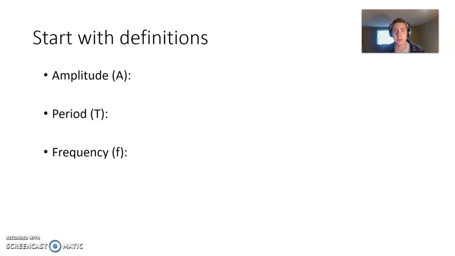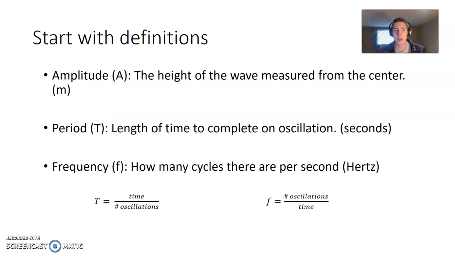Today we're going to be talking about amplitude, period, and frequency, and how you can use graphs to figure out what those values are. But let's start out with some definitions. When we talk about amplitude, we're talking about the height of the wave measured from the center. And usually this is going to be in meters.